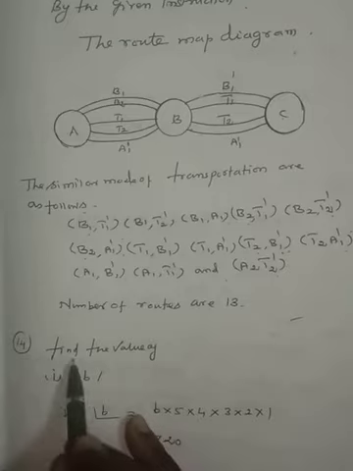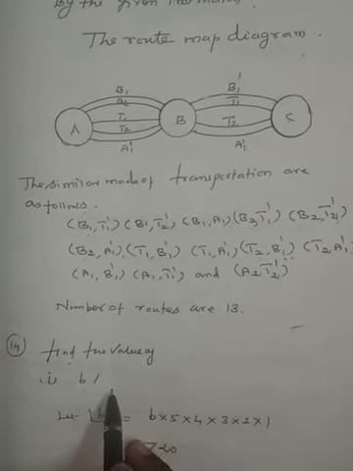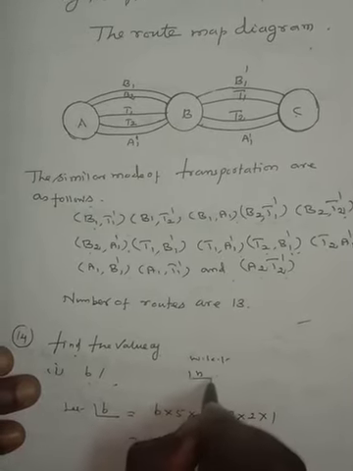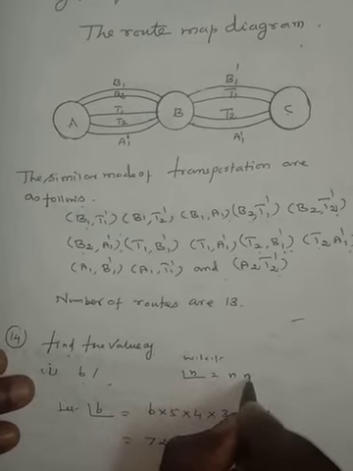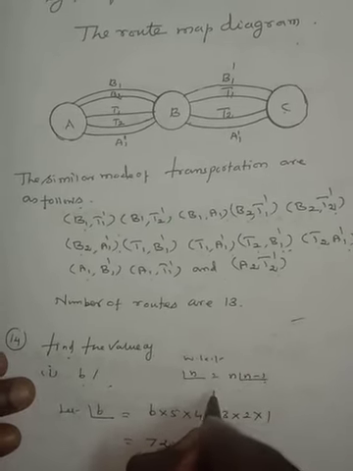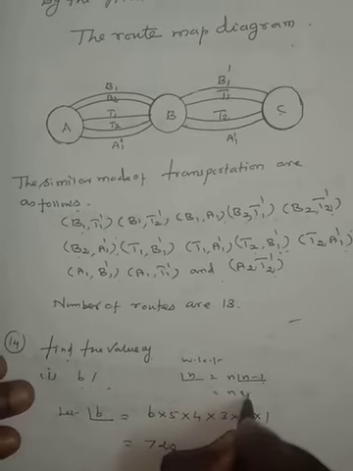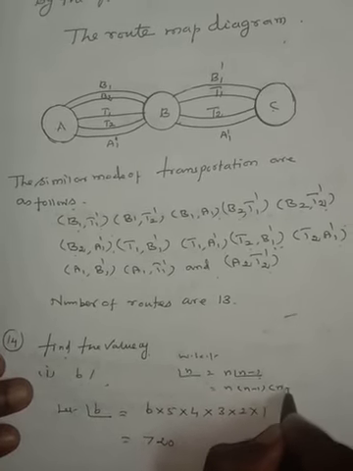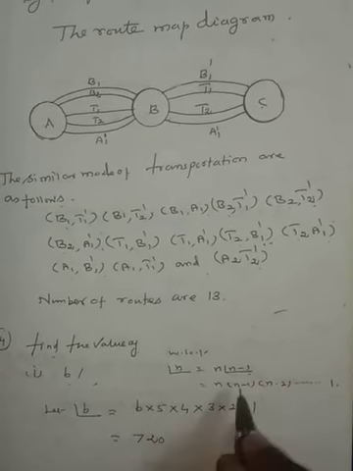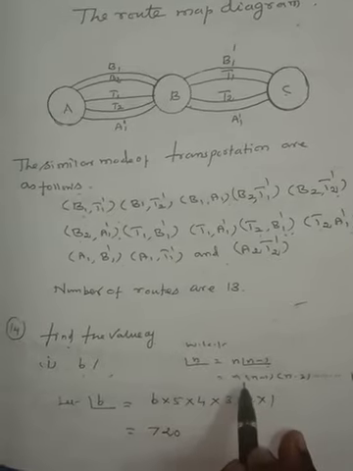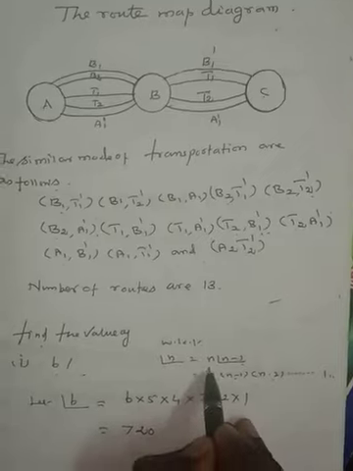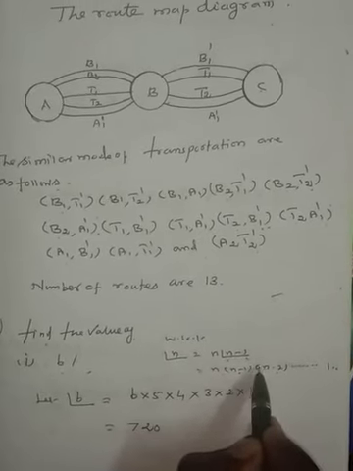Next, find the value of 6 factorial. We know that n factorial is equal to n into n minus 1 factorial. This can be written as n into n minus 1 into n minus 2 and so on to 1. n factorial means n into n minus 1 into n minus 2 and so on to 1.